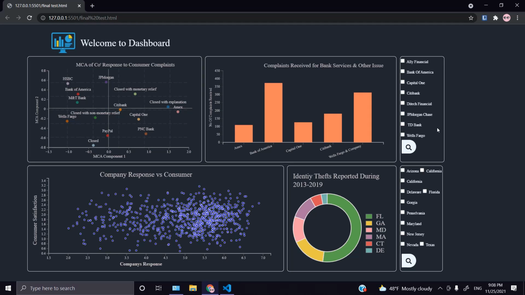I'm Talib Hussain. I've created this dashboard to analyze the financial institution performance and how they respond to their consumer complaints. For this lab, I'm using mostly data from my lab 2. I've created this bar chart and this pie chart in my lab 2, and I'm using these charts in this lab. I have included two extra charts on the same data, which is MCA and this scatter plot.